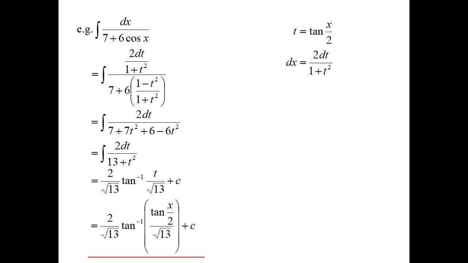In this case, a very simple one, because we've ended up with an inverse tan there. So we're going to have 2 on root 13, the inverse tan of t on root 13. We're now going to substitute back in for t, and we get this very interesting looking answer of 2 on root 13, the inverse tan of tan(x/2) on root 13, plus a constant.